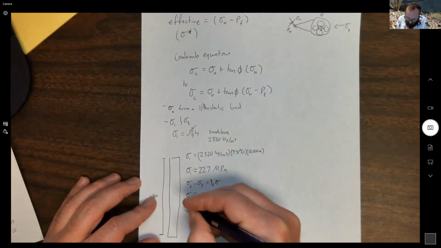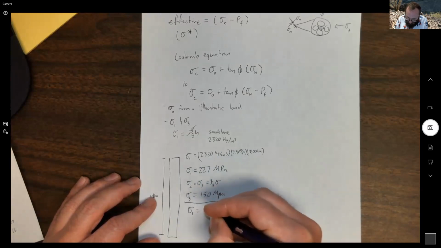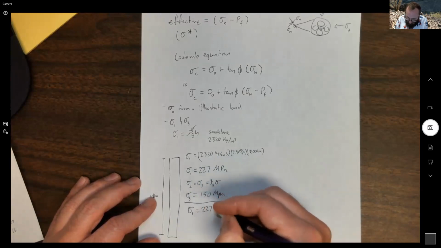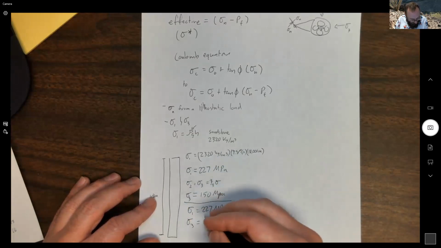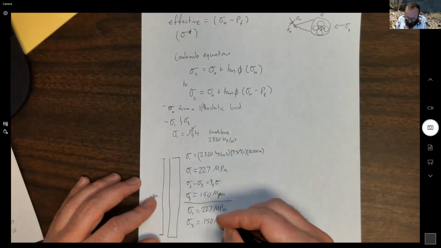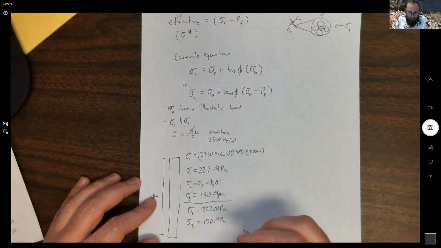So sigma 1 equals 227 MPa. Sigma 3 equals 150 MPa.